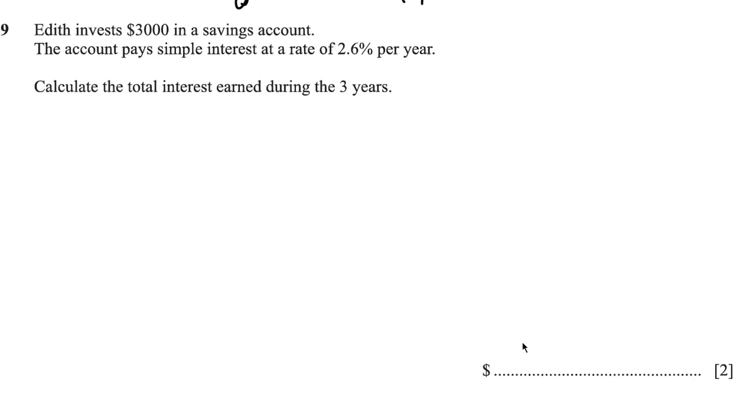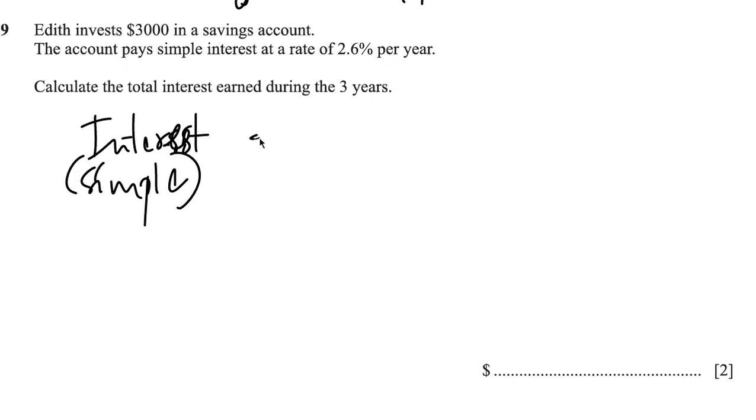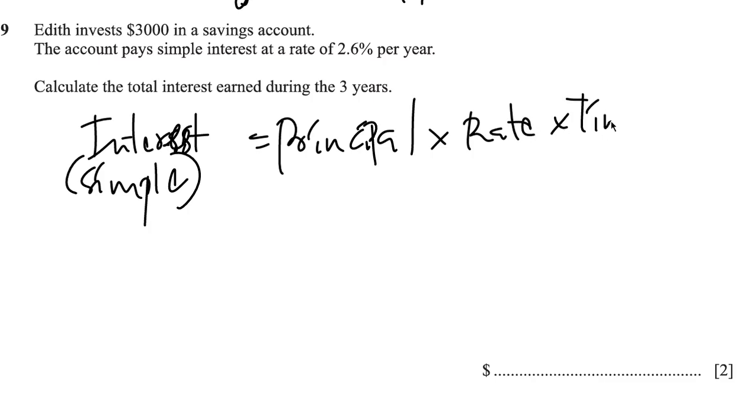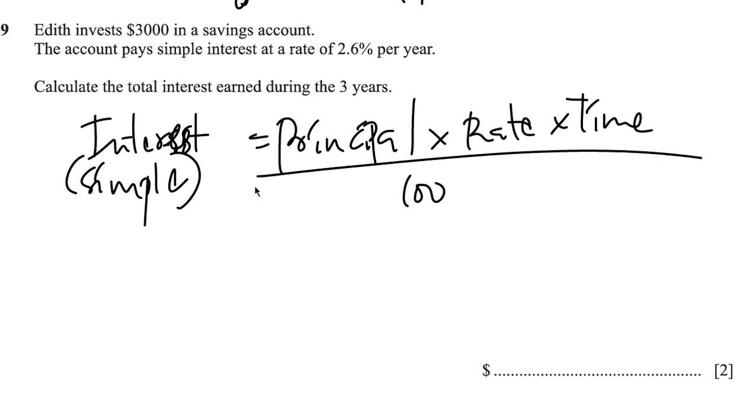Okay, ninth question says, Edith invests $3,000 in a savings account. The account pays simple interest at a rate of 2.6% per year. Calculate the total interest during the 3 years. So all we simply need to do here is remember the formula that says that simple interest is equal to the principal, which is the money invested, multiplied by the rate times the time over 100.